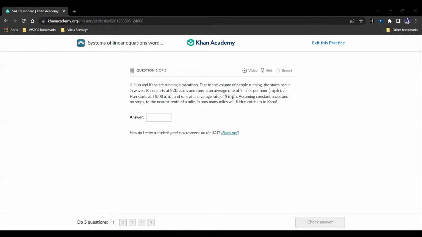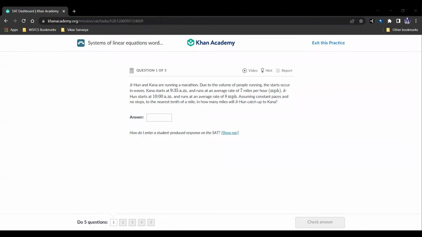Question number 1. Ji-hoon and Kana are running a marathon. Due to the volume of people running, the starts occur in waves. Kana starts at 9:35 a.m. and runs at an average rate of 7 miles per hour. Ji-hoon starts at 10 a.m. and runs at an average rate of 8 miles per hour. Assuming constant paces and no stops, to the nearest tenth of a mile, in how many miles will Ji-hoon catch up to Kana? All right, let's see how we're going to approach this problem.